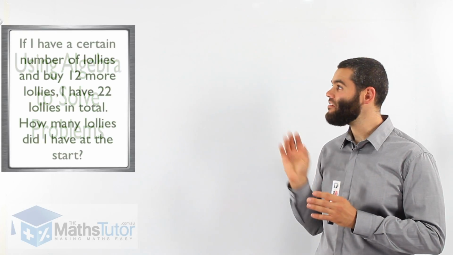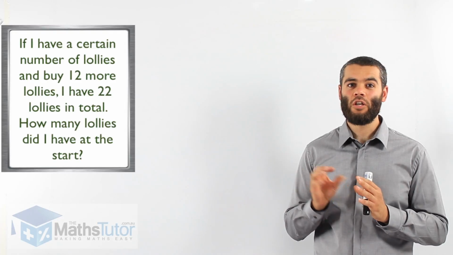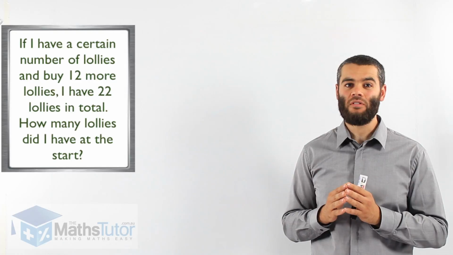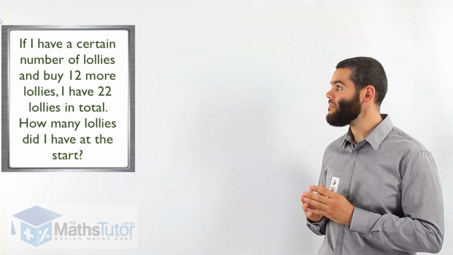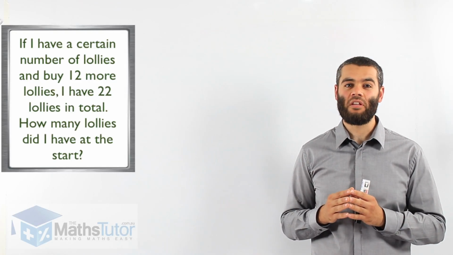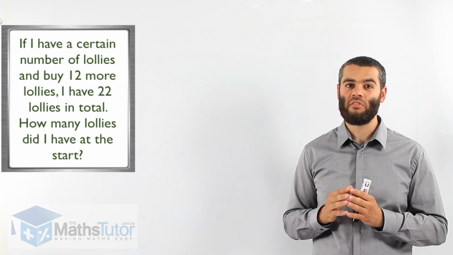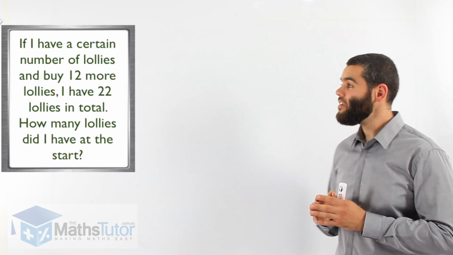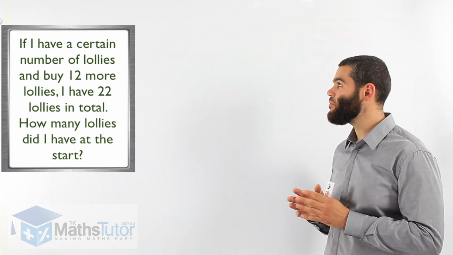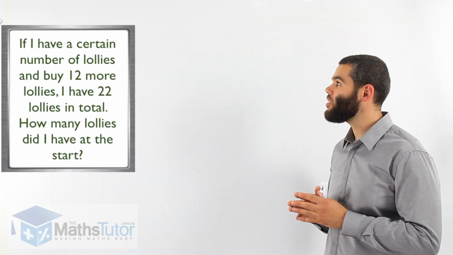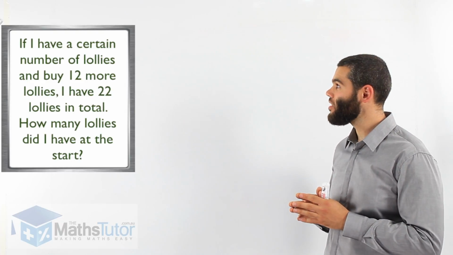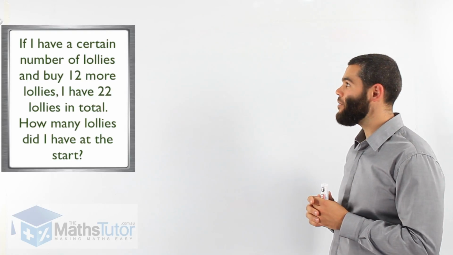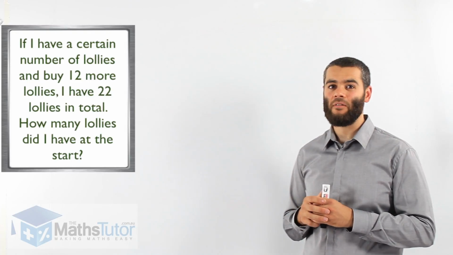Let's see these basic worded problems, and you're going to notice how I break the question down to create an equation in these examples here and solve the missing number for these worded problems. The first one, it says if I have a certain number of lollies and buy 12 more lollies, I have 22 lollies in total. How many lollies did I have at the start?